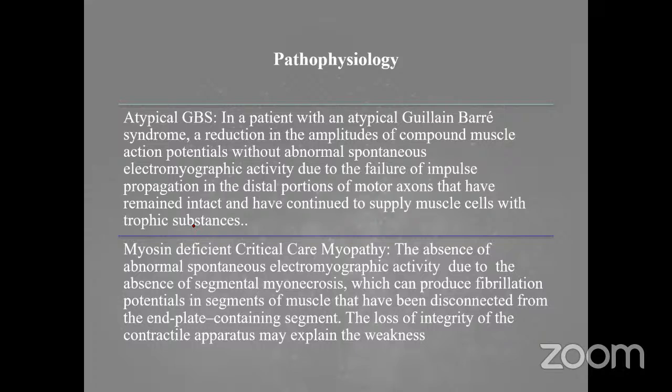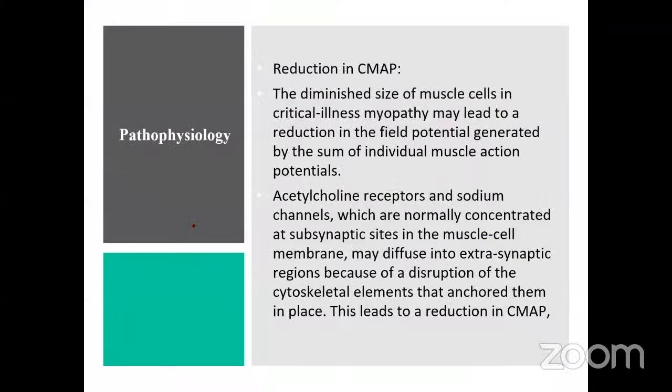trophic substance is halted. In myosin deficient critical care myopathy, the absence of EMG activity is due to the absence of segmental myonecrosis. Myonecrosis can produce fibrillation potentials in the segments of muscle that have been disconnected from the end plate containing segment. So this will not be present. The loss of integrity of the contractile apparatus, that is myosin deficiency, explains the weakness, but not the EMG activity.